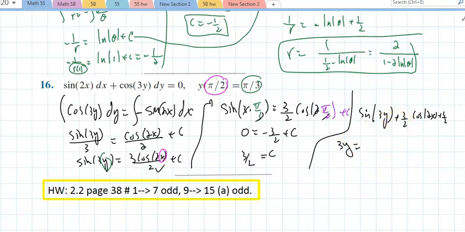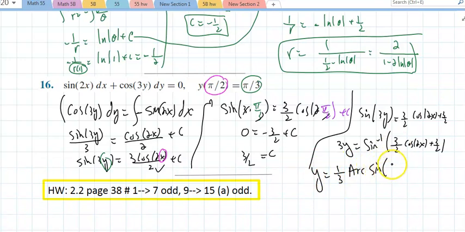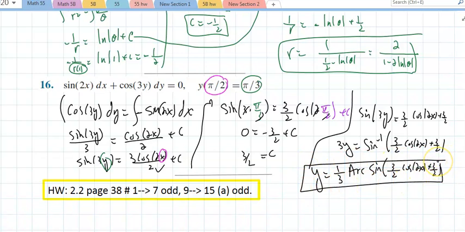So I could say 3y equals, I forgot the equal sign, same thing, right? Equals the inverse sine or the arc sine of 3 halves the cosine of 2x plus 3 halves, and y would equal 1/3 the arc sine of 3 halves the cosine of 2x plus 3 halves. And there's the homework. Right? A nice section.